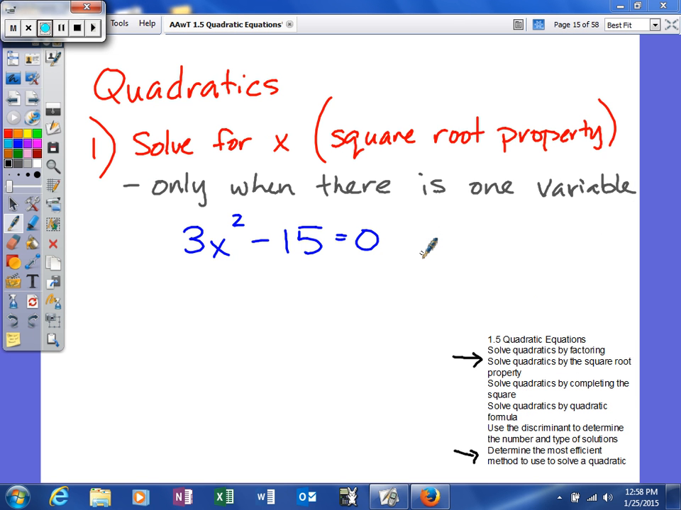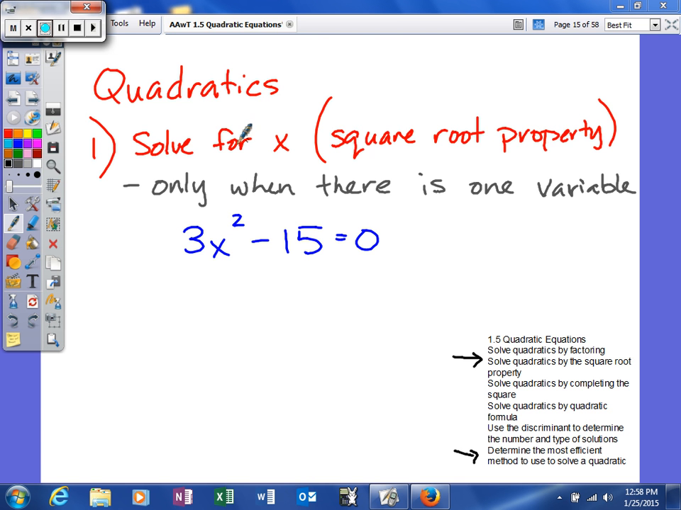Alright, the first method we're going to do, as you can see, we're going to kind of mix up the order a little bit. I'm actually going to talk about solving quadratics by using the square root property first. And also, I'm going to talk through how to determine the most efficient method to use to solve a quadratic. I'm going to talk you through this as I teach these things. So, first thing we're going to talk about is solving using the square root property.